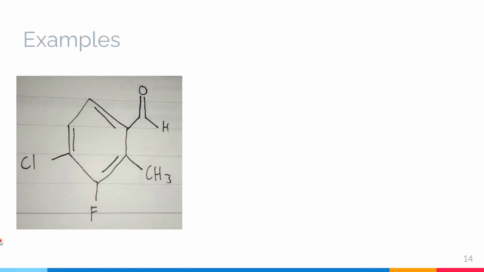How about this one? This one looks complicated, but it actually isn't really complicated. You just need to know the rules that we mentioned a while ago. So this is a benzene ring directly attached to an aldehyde. So that will be a benzaldehyde, right? And now let's begin counting.